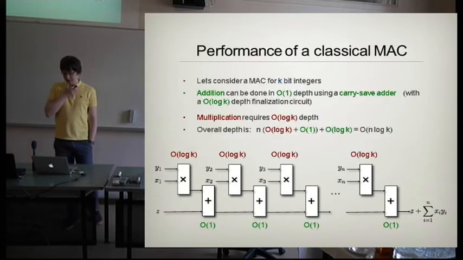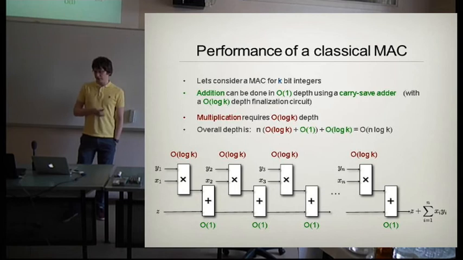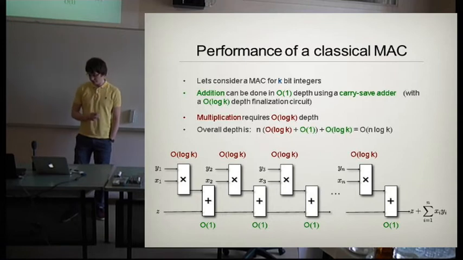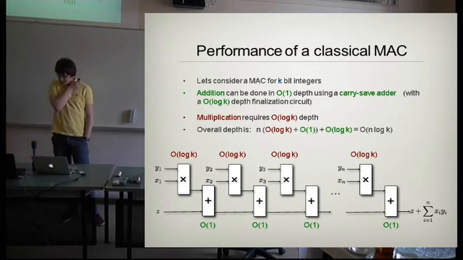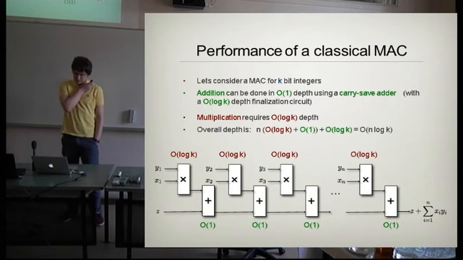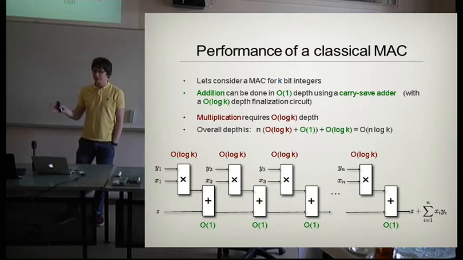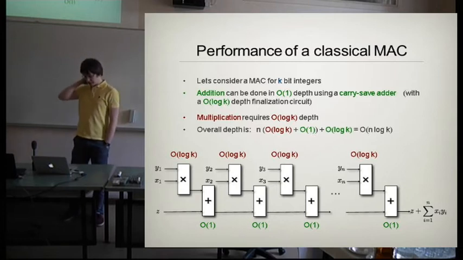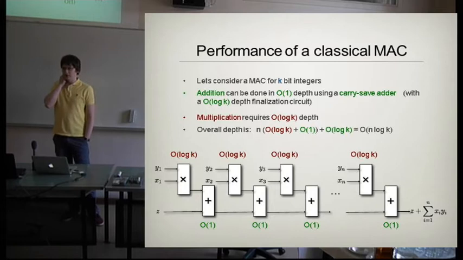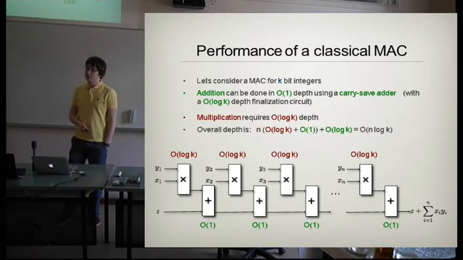And now let's consider the MAC of k-bit integers. We are interested in the depth of the whole computation after you applied all of them, n of them, to be precise. So addition can be done in constant depth if you would use a carry save adder. But multiplication requires log k computational steps. And so this gives a total depth of n times log k.